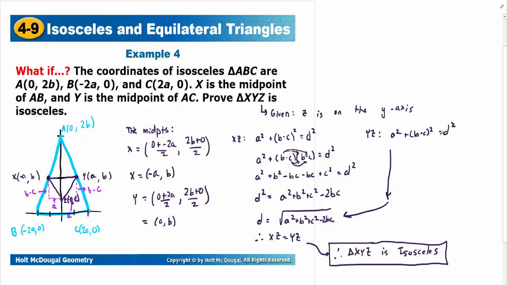Maybe I should be writing textbooks. I don't know. But anyway, that is 4.9. It's really not that crazy of a chapter. This is, again, more coordinate proofs. So that's about as hard as it'll get. The rest of it is pretty straightforward if you understand your properties.